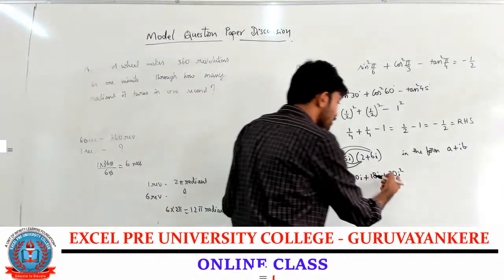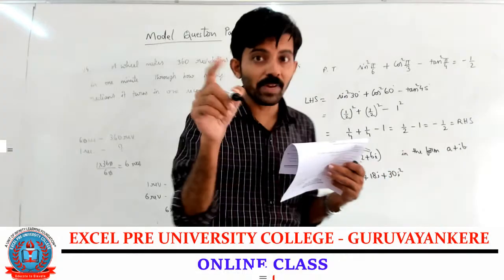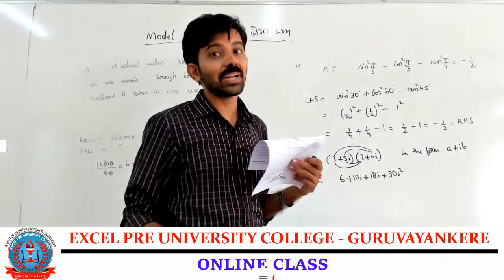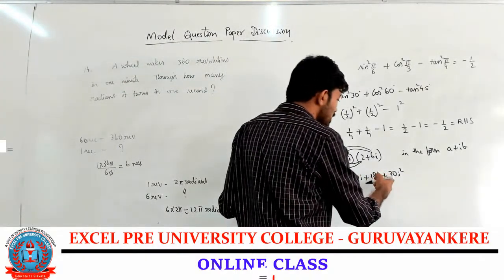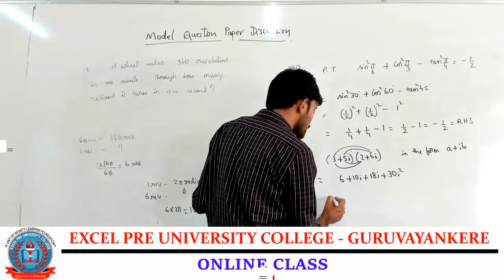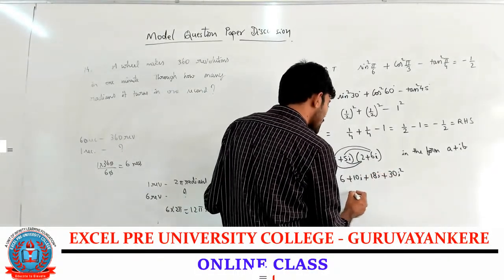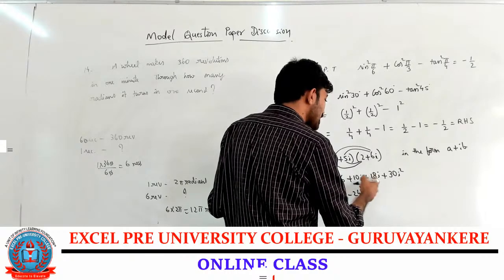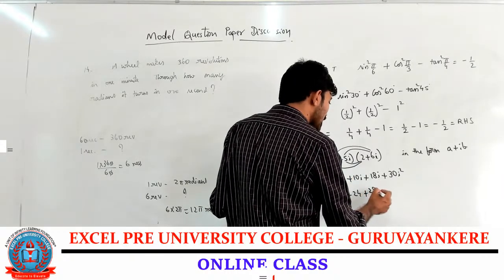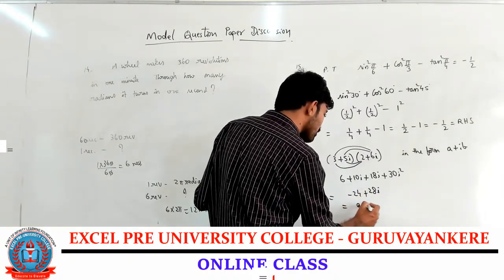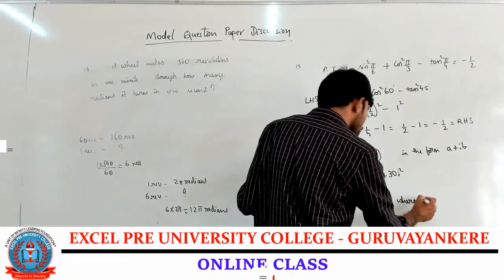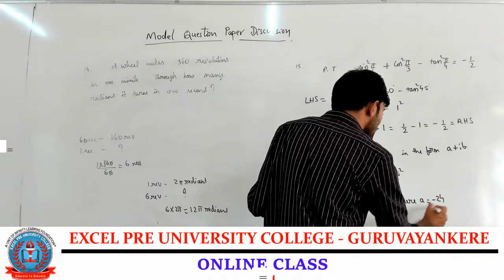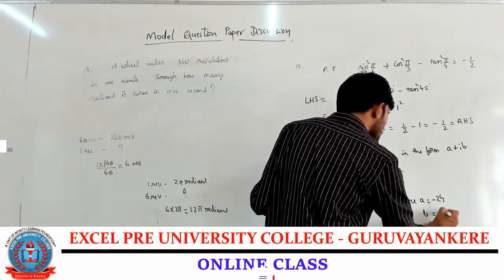The value of i squared is minus 1. We know i is the root of minus 1; i stands for the imaginary number, root of minus 1, iota. Correct? i squared is minus 1. 30 into minus 1 is minus 30. 6 plus minus 30 is minus 24. 8i plus 20i is 28i. This is a plus ib, where a is minus 24 and b is 28.